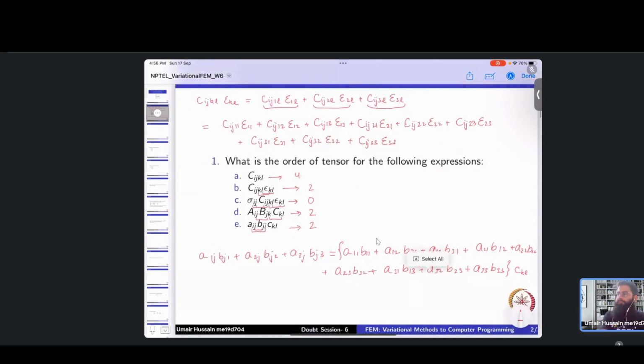Okay, so this was the first problem. By just looking at the indices of any quantity or even the product of multiple quantities, we can tell the order of tensor. It's that easy.